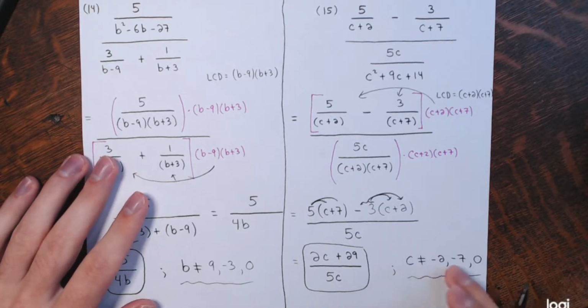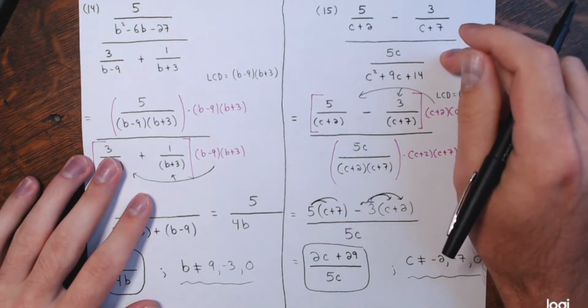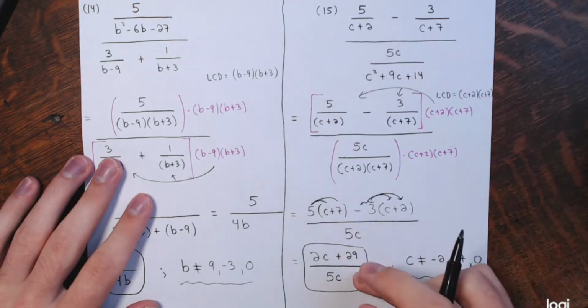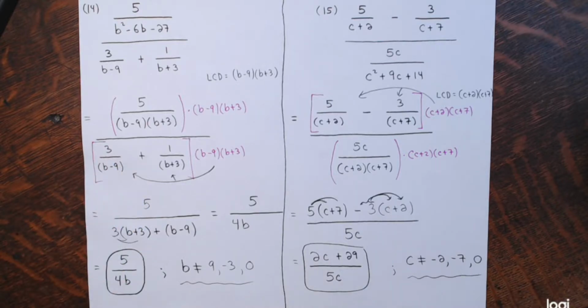But for any other value of c, right, the value of the initial expression should be exactly the same as the value of this last expression, right? And I leave it to you to test different values of c if you want. Okay.